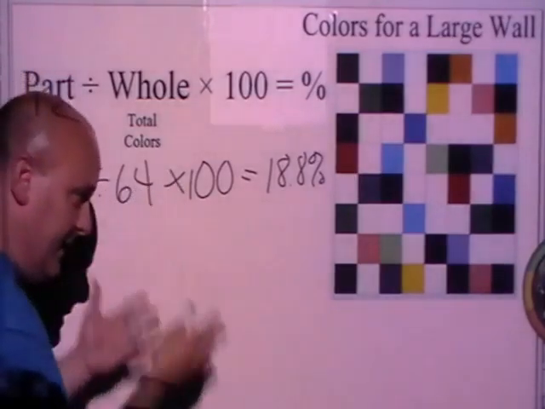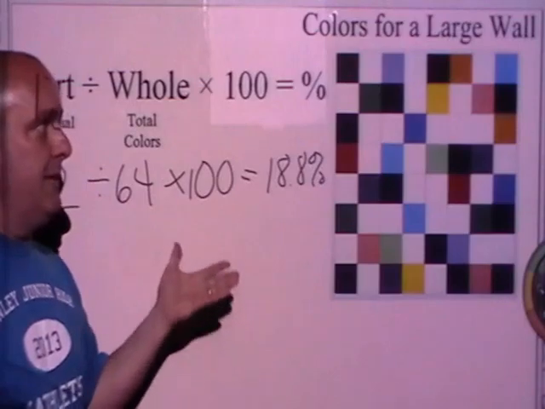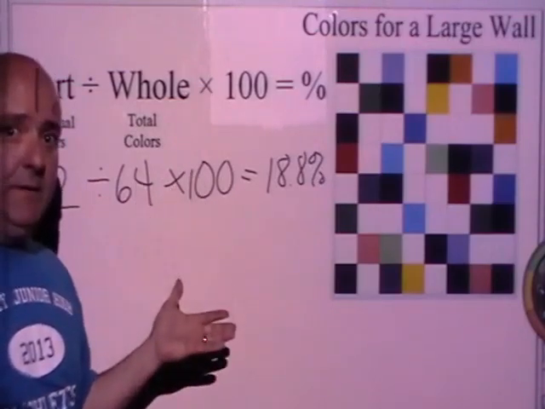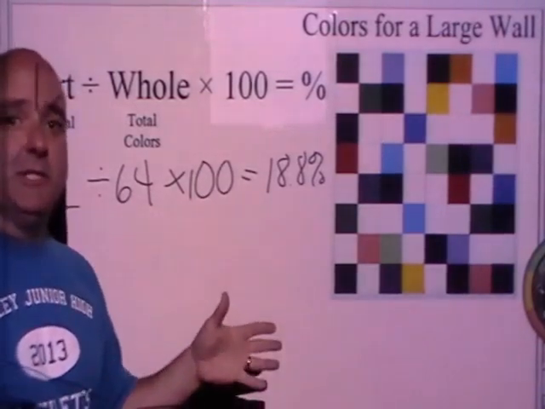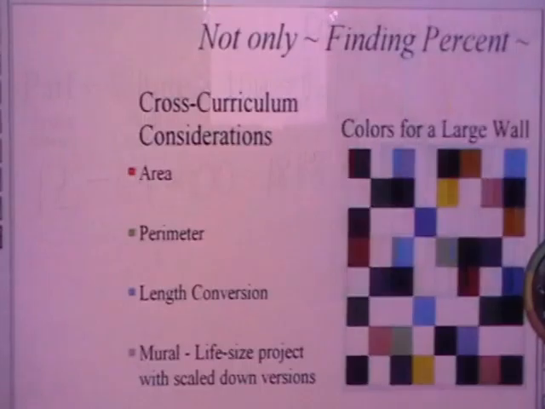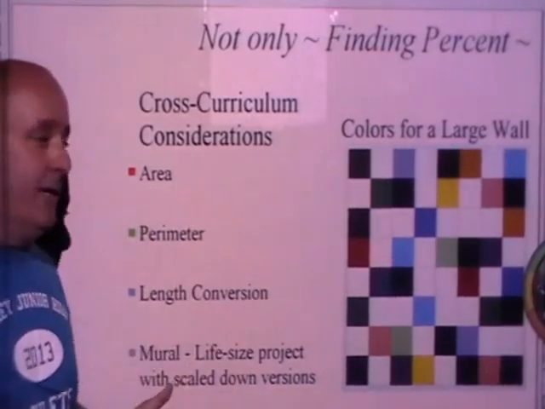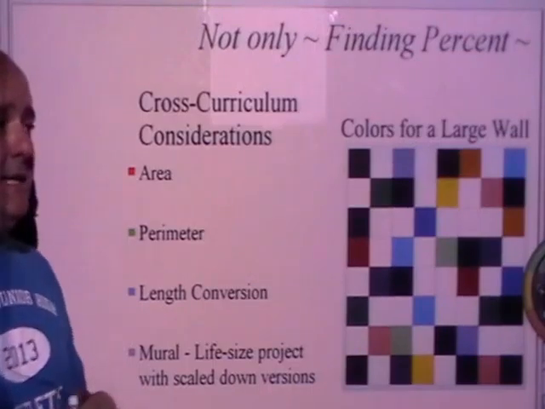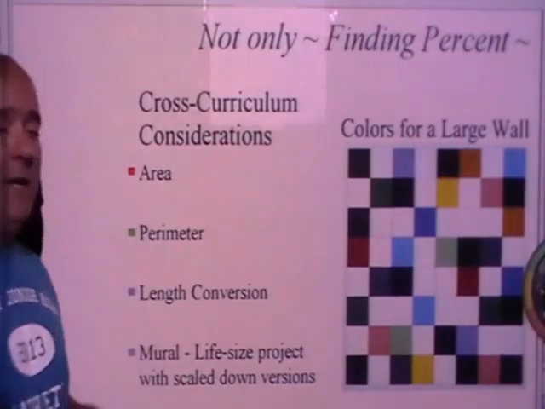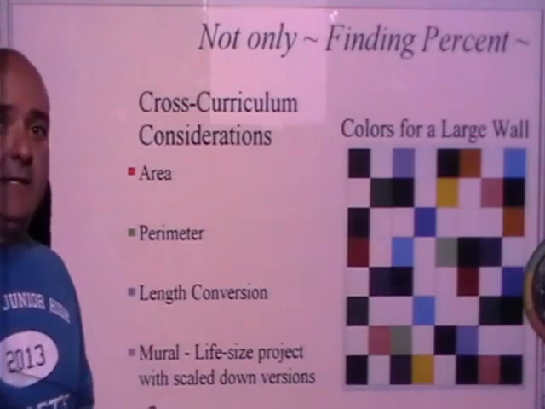Now, you can continue on calculating all of the different colors in this particular painting and get a total of 100%. But in addition to that, you can also, with other cross-curriculum ideas for art and math, you can work on area, you can work on perimeter, you can do length conversion. You can also make this as an end-of-the-year project and make a big, giant mural for the school. The ideas are endless. Thank you.